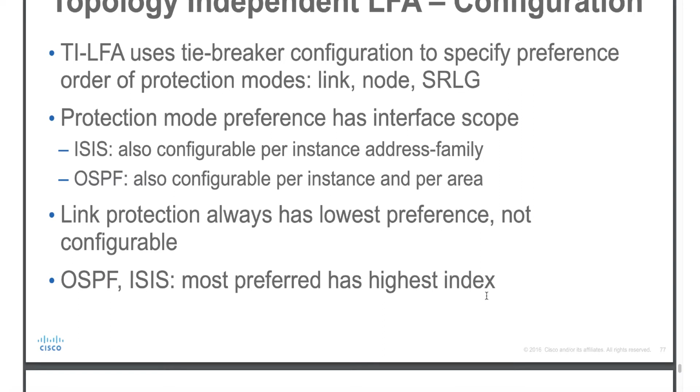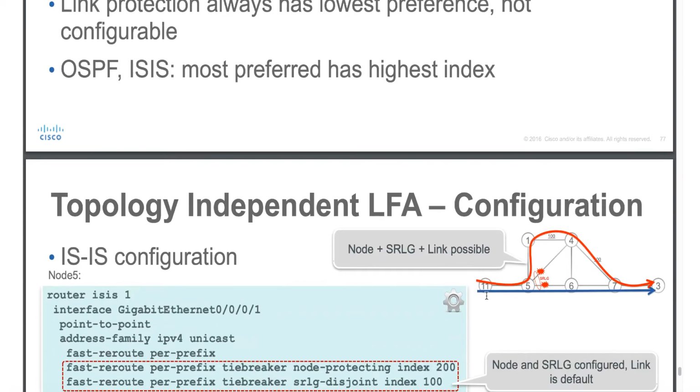And there is another thing, OSPF-IS is most preferred as the highest index. That means when you are working with this tiebreaker rule, we will explore a concept of index. The higher the index, the more preferred it is. So if we are trying to configure both a link as well as node or SRLG, and your SRLG has the highest index, that will be your mode of protection. That means you'll protect your SRLG, followed by node, and vice versa.